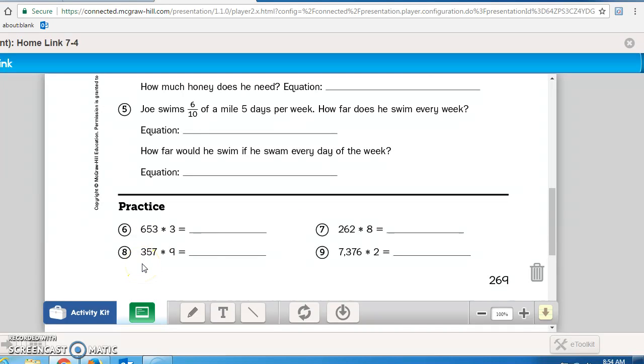Bring this sheet up to me so I can check it before you move on, and this is the end of lesson 7-4.